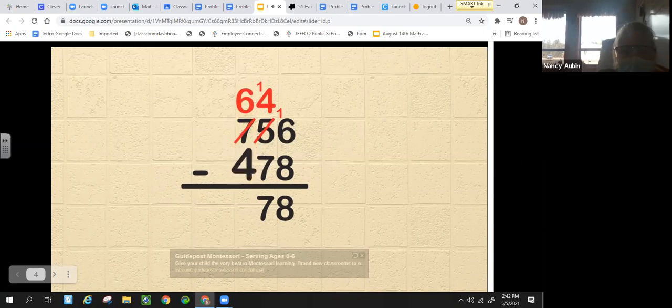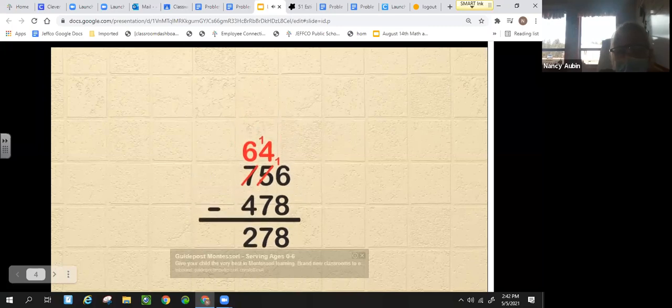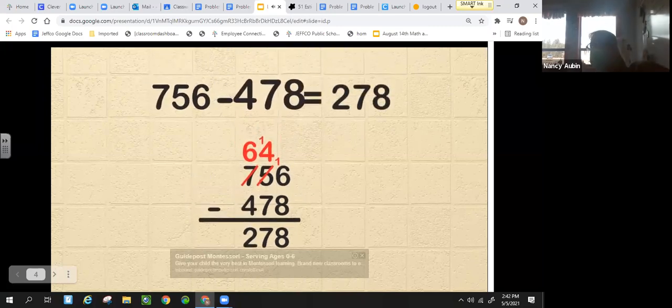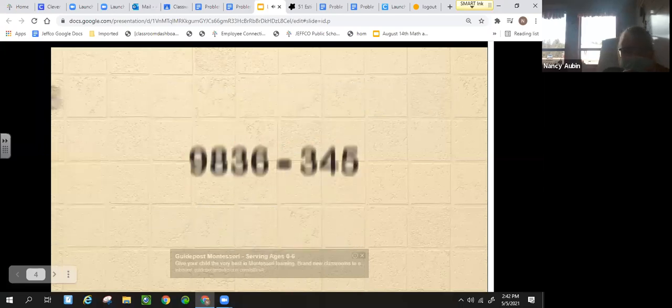6 minus 4 is 2. That one was easy. We didn't even have to borrow. There are no more places to subtract. So 756 minus 478 is 278. Great job. Thumbs up if you got it. Is that what you got?